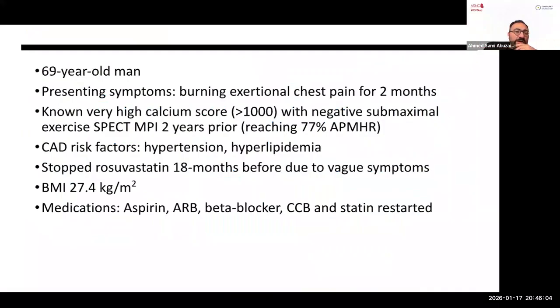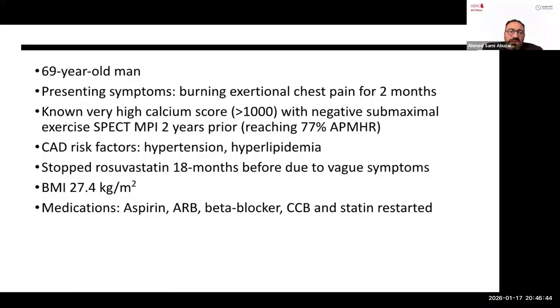So I would like to go over a case to put it all together. This is a case that came from my lab a few weeks ago. A 69-year-old male came with chest pain for 2 months, known coronary artery disease, with a calcium score of more than 1,000. He did a stress test a couple of years ago and it was fine. He did exercise SPECT, which was normal, though maybe not that optimal, at 77% of maximum predicted heart rate. He is hypertensive, with hyperlipidemia, not that obese, and on good medication. So we think this patient is doing okay.